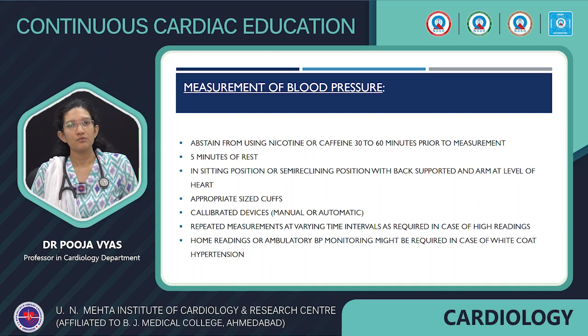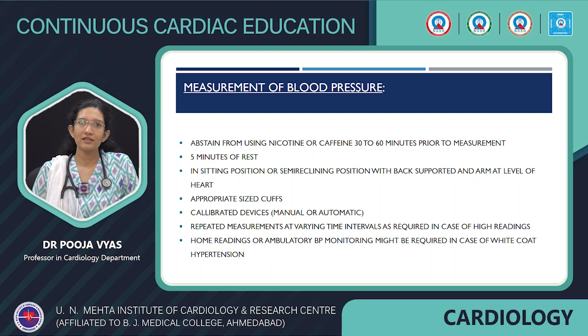The patient should be in a sitting or semi-reclining position, with support at the back, and the arm should be at the level of the heart. We should use an appropriate sized cuff and calibrated devices, and we should repeat the measurement at varying time intervals to diagnose hypertension. Home readings or ambulatory blood pressure recordings might be required in some cases to rule out white coat hypertension.